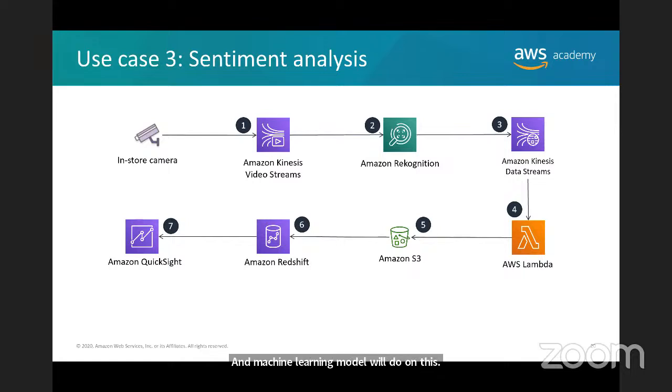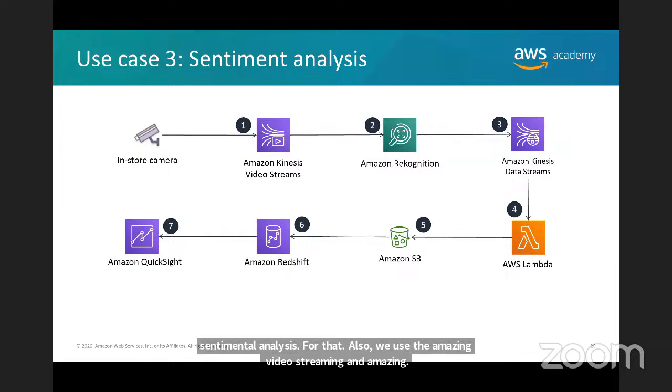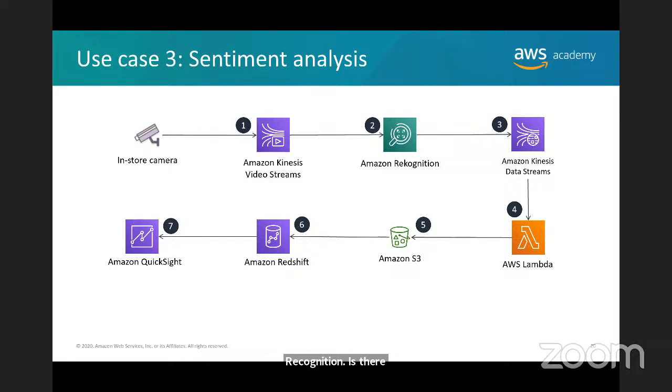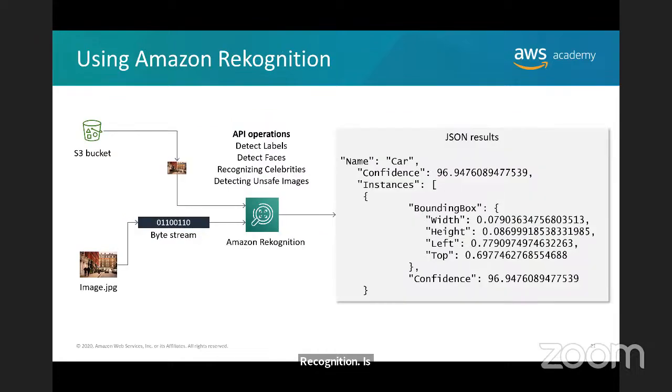Again, sentiment analysis. For this sentiment analysis, we also use Amazon video streaming, and Amazon Rekognition is there. Amazon Kinesis Data Streams, AWS Lambda, then again Amazon S3, and then it will be there for the running images. We can do this also.